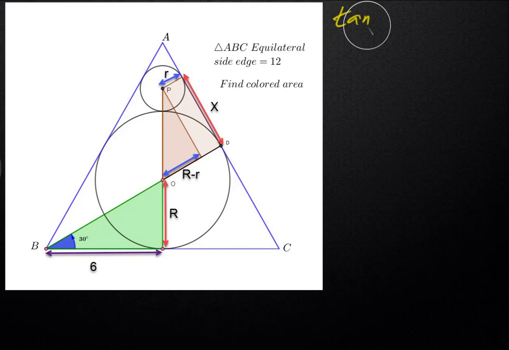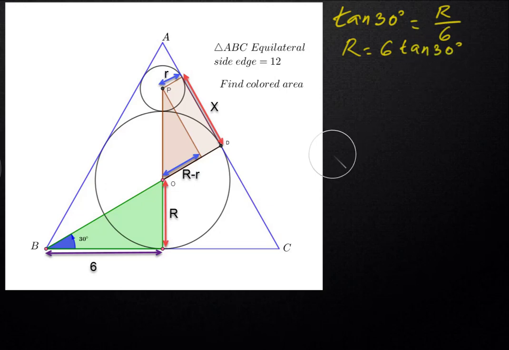If we look here, we can say tangent of 30 degrees, of course this one is a bisector of the 60 degrees. By the way, this is 60, this is 60, and the other one is 60 here. So tangent 30 degrees here is r over 6. That means the radius r here is equal to 6 times tangent 30 degrees.